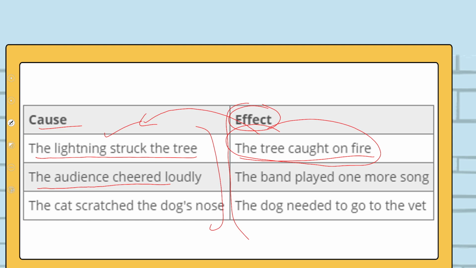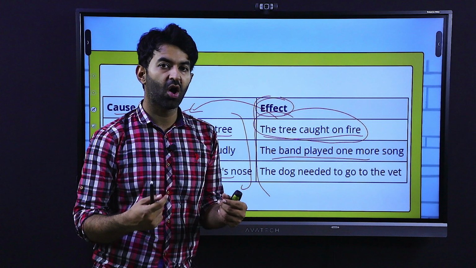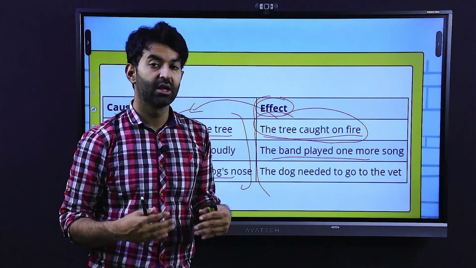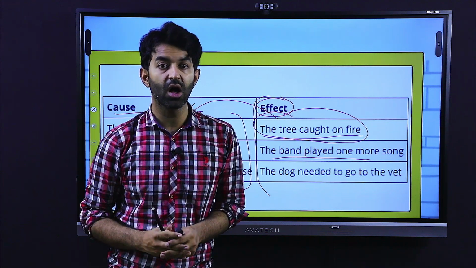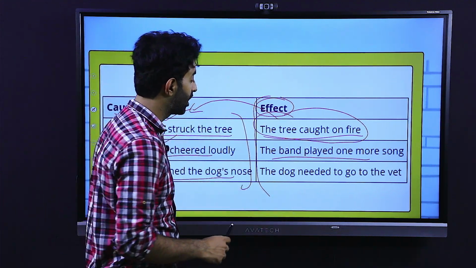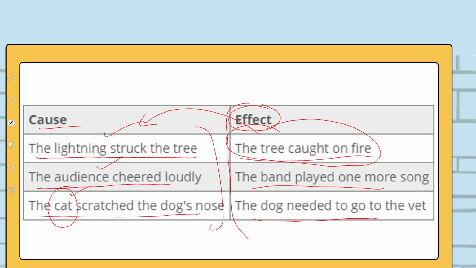Now, if the audience is cheering loudly, that cheer will initiate an effect, and that effect is the band played one more song, or the cat scratched the dog's nose. Now, the cat initiated an action. It performed an action. Our noun, our subject, is doing an action, and that will have some consequences. And that consequence is the dog needed to go to the vet. Why? Because of the scratched nose, because of that injury. So you can see that these are our causes and these are our effects.